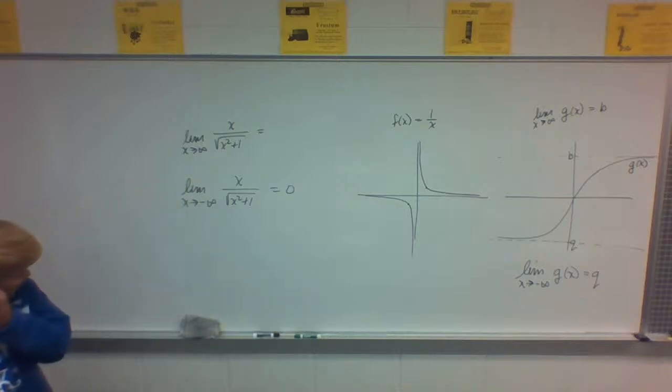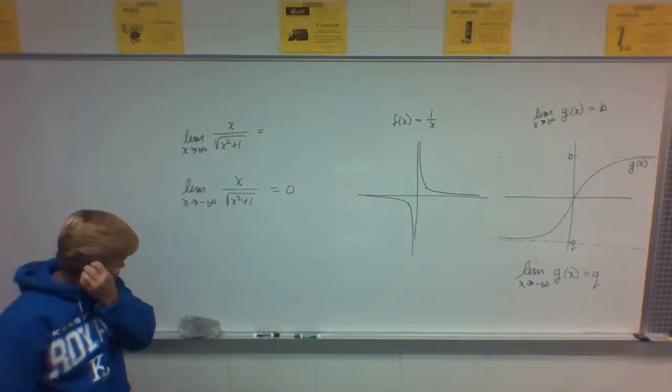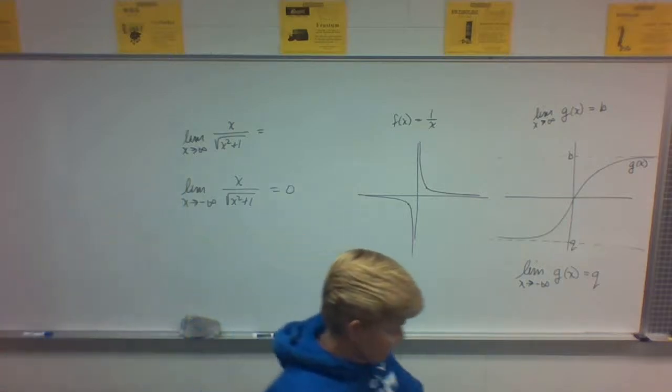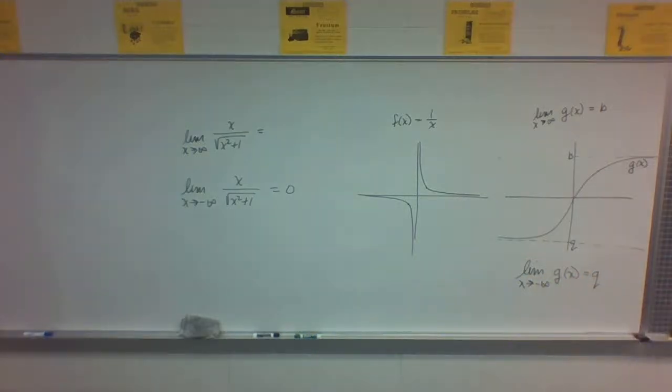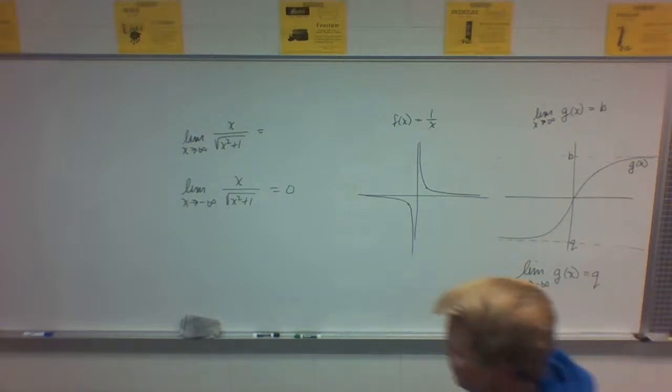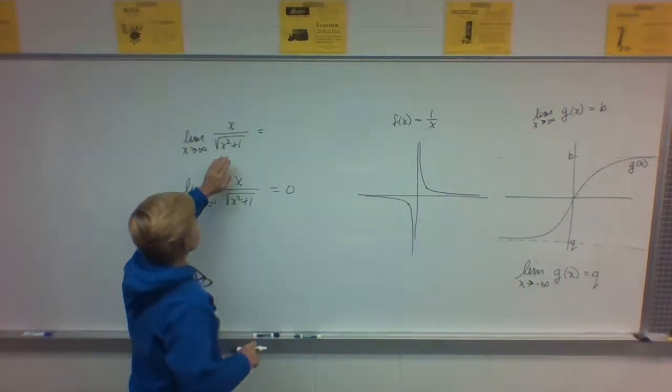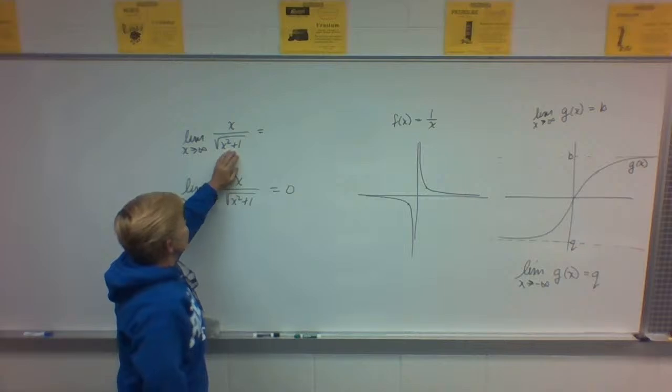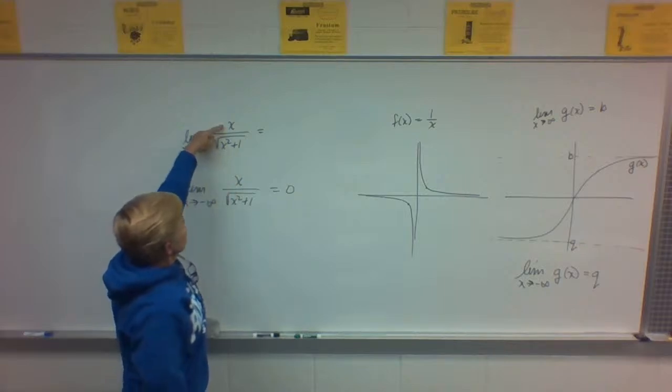I want you to think about this with me for a minute before we actually try to graph it or use tables. That's what the book says to do, but I want you to think about what would happen in your head. Take a look at this function right here. Let's say that x was 4. Then you would have 4 over the square root of 17.